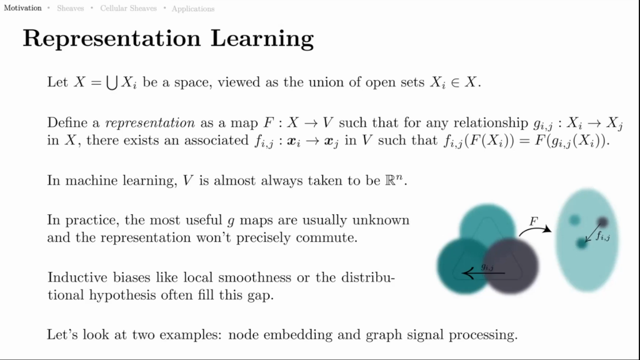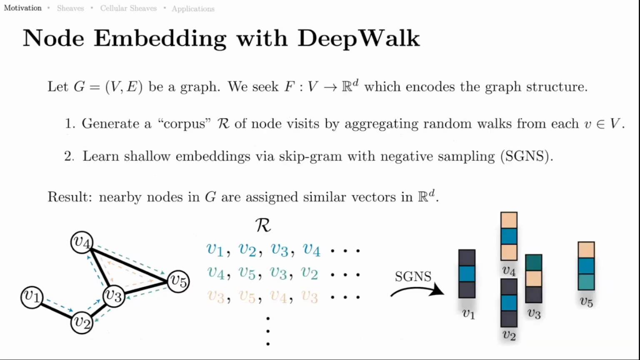Typically we don't actually know what these G maps are or should be. But one way one can bootstrap these G maps is by imparting some sort of local smoothness, like an inductive bias, which says that if things are in some sense nearby in our original input data space, we want them to end up nearby in our representation space. So let's look at a couple examples.